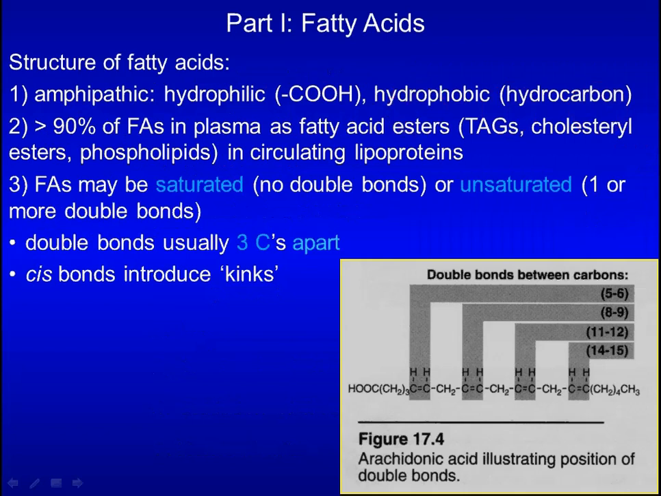Second, most fatty acids in plasma appear as fatty acid esters contained in lipoproteins. Third, fatty acids may be saturated, with no double bonds, or unsaturated, with one or more double bonds. Double bonds are usually 3 carbons apart. For example, these double bonds are 3 carbons apart.